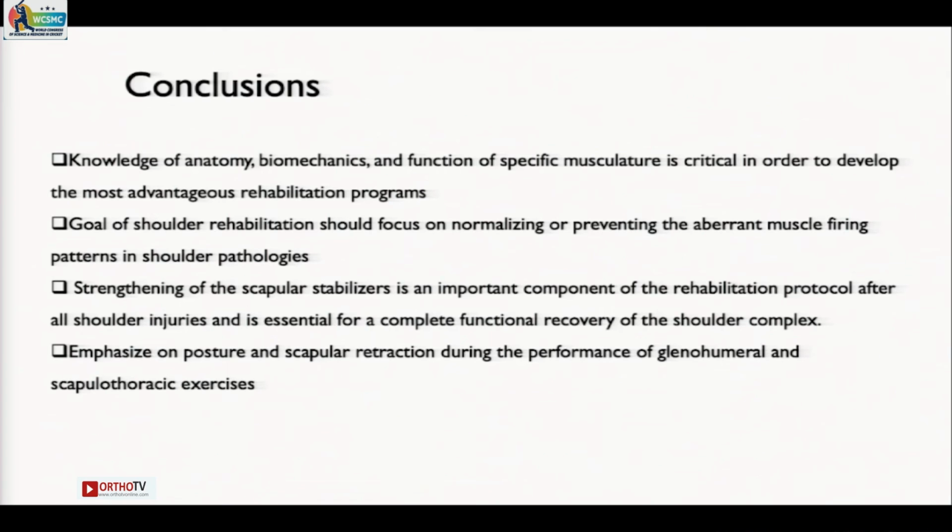In conclusion, knowledge of the anatomy, biomechanics, and function of specific musculature is critical in order to develop the most advantageous rehabilitation program. The goal of shoulder rehabilitation should focus on normalizing or preventing the aberrant muscle firing pattern in shoulder pathology, and strengthening of the scapular stabilizers is an important component of the rehabilitation protocol, with emphasis on posture and scapular retraction during the performance of glenohumeral and scapulothoracic exercises.